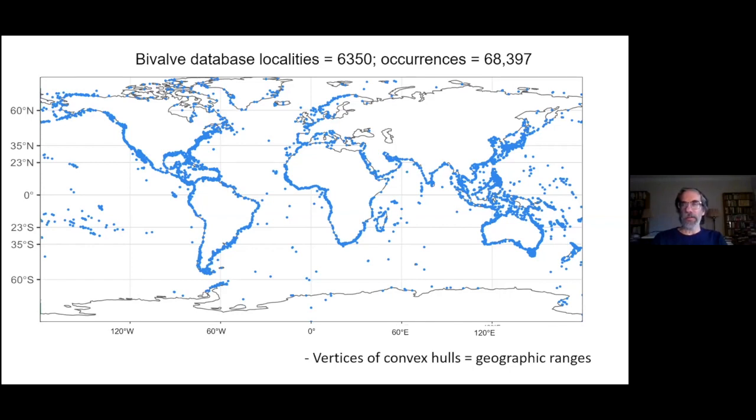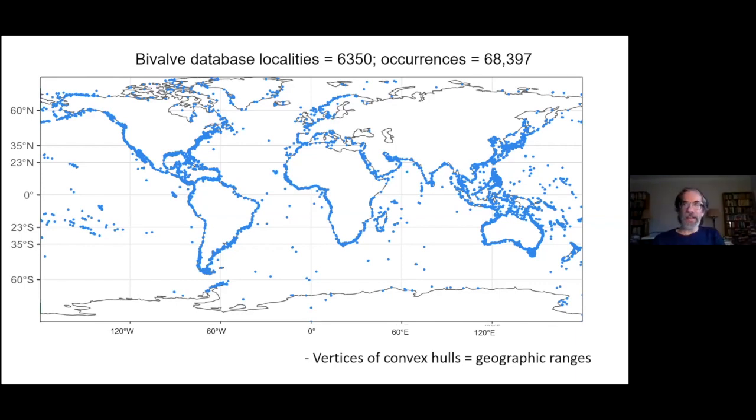And what we can do is use each one of those points as a vertex for a convex hull that defines the geographic range of these species. And then from there, start piling up species and geographic ranges as they overlap, and then build a heat map of species richness, the number of species in every 1 degree by 1 degree cell. And that's what we see here.